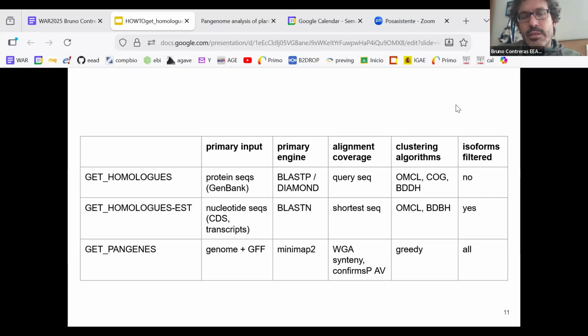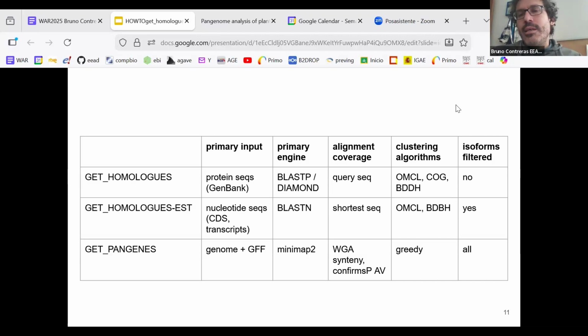So get homologs EST has been used mostly to compare genotypes, cultivars of the same species, and sometimes maybe an outgroup. But the short message is that you need to have materials which are related, okay? The primary engine in this case is going to be BLASTN, and the alignment coverage is computed with respect to the shortest sequence. And the reason for that is that way you can mix high quality annotated sequences with poor quality transcripts, okay? The clustering algorithms supported are ortho-MCL and bidirectional best hits.